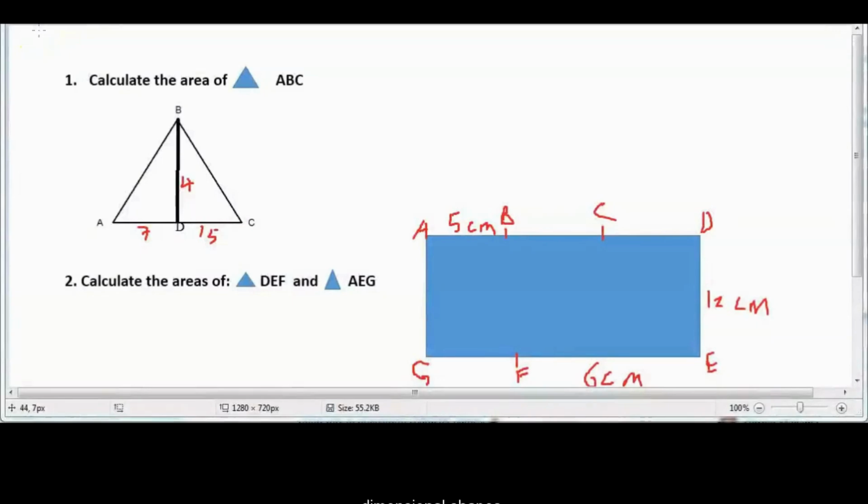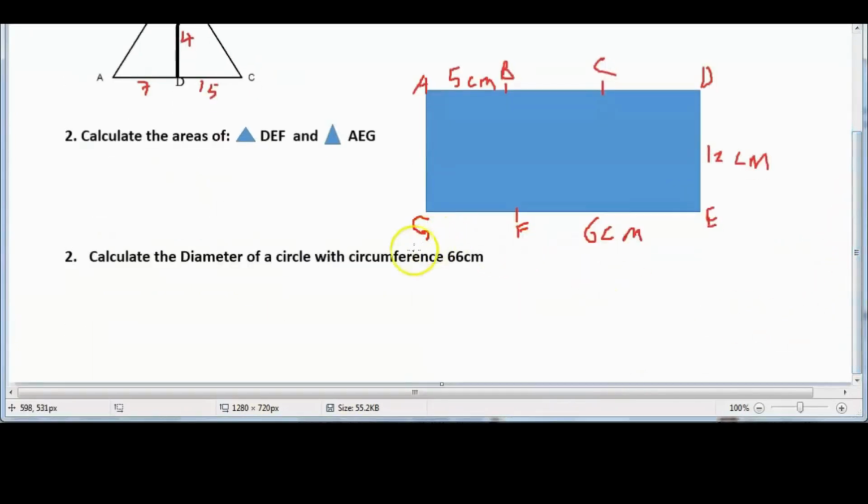Of two-dimensional shapes. The first is triangle ABC with lengths 7, 4, and 15. There's also a square with multiple edges and a cycle. Let's jump right into it.